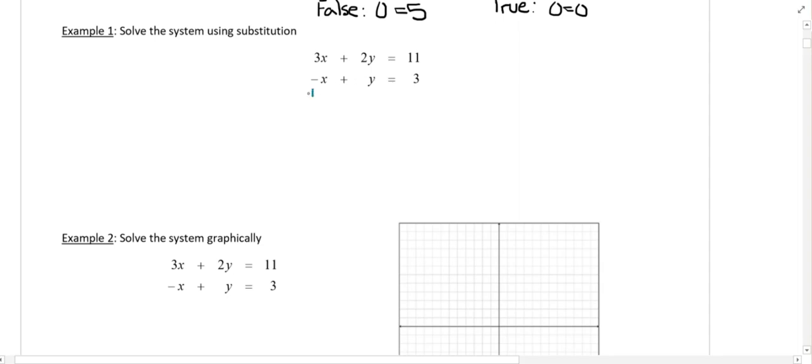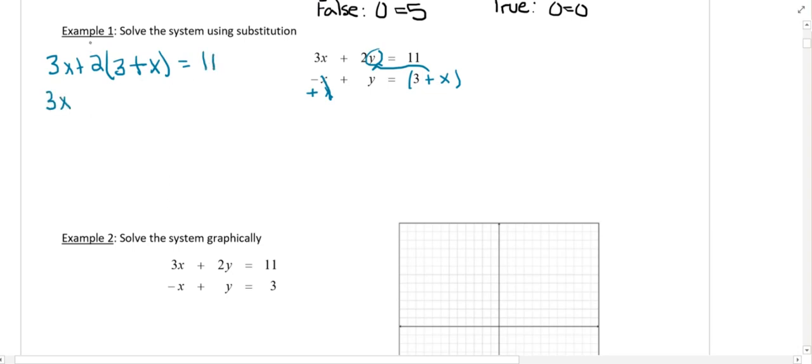So here, I'm going to take this x and add it to both sides. I'm going to get y equals 3 plus x. I'm going to plug that into the second equation for y, because y is going to equal 3 plus x. So I'm going to have 3x plus 2y equals 11, and then I'm going to put the y in as 3 plus x equals 11. And then I'm going to work this out.